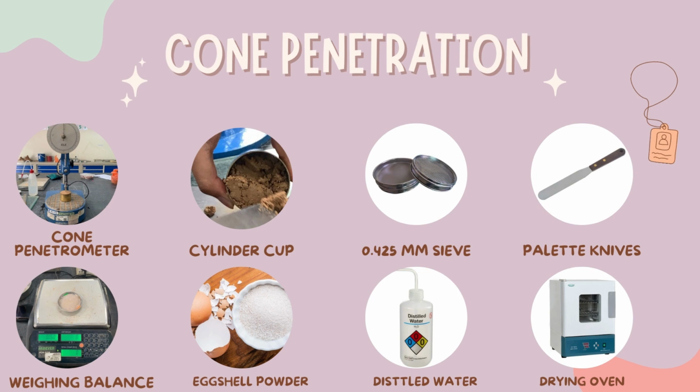So we're going to move to the cone penetration test. Here are the apparatus. Firstly, cone penetrometer, cylinder cup, 0.425 mm sieve, palette knife, weight balance, eggshell powder, distilled water, and lastly, drying oven.